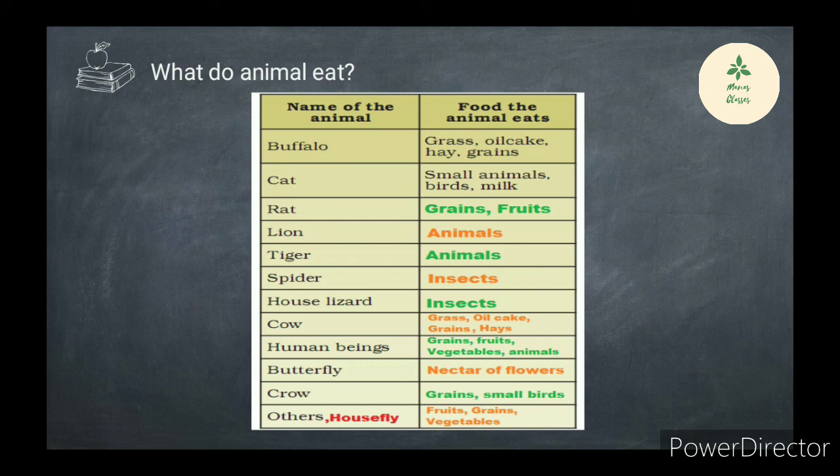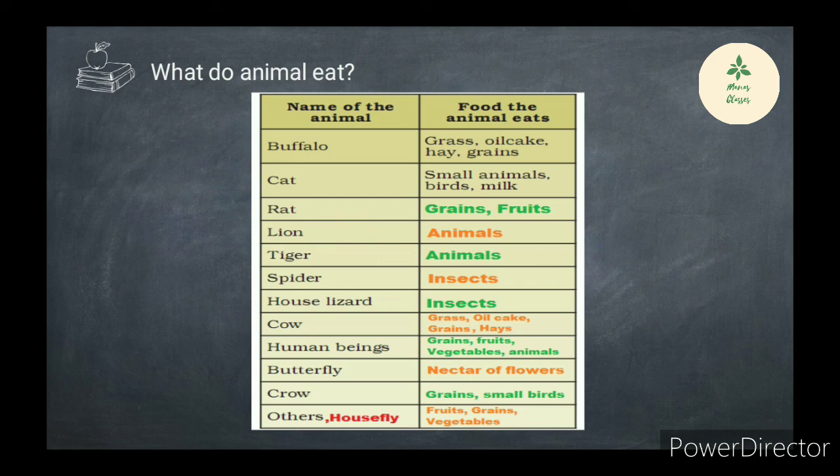What do animals eat? There is a table in our textbook. Here is the table: name of the animal, food the animal eats. Buffalo eat grass, oil cake, hay, grain. Cat, what do they eat? Small animals, birds, milk. I also give one more homework. You have to go through this and write the whole table, because it is very important.